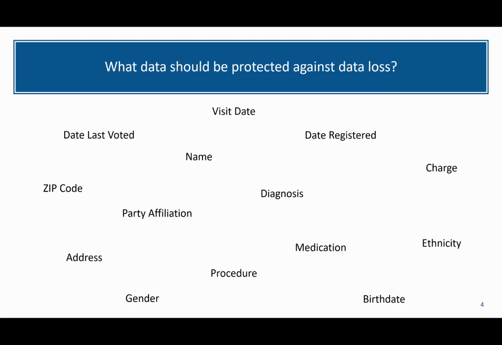So what data should be protected against data loss? So we have date last voted, zip code, diagnosis of maybe a medical condition, medication, procedure, gender, etc. Take a few seconds and decide which of these should be protected against. I hope you said all of it, and the reason why all of it should be protected is because of something called triangulation.